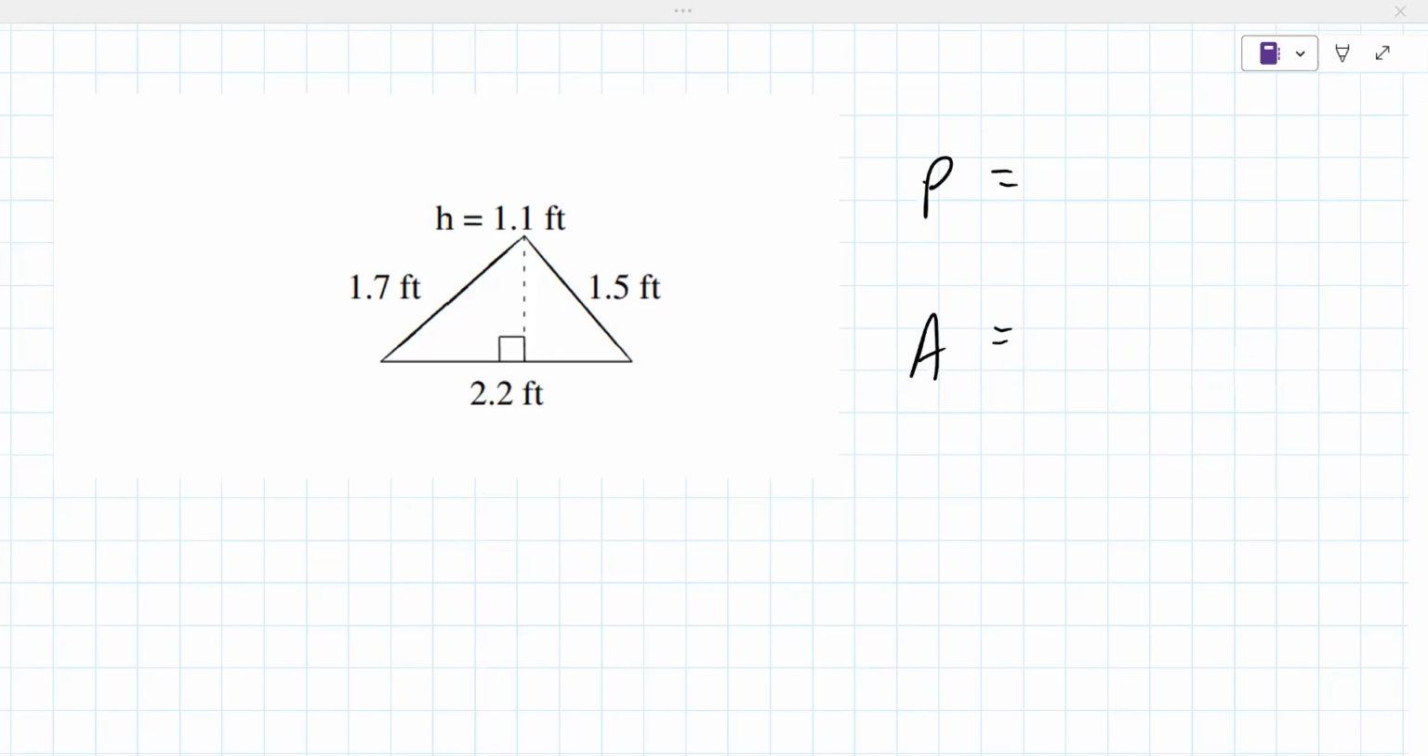Shoot. 1.1. Two, 2, perimeter. I'm going to step away for a minute. I'll be right back. Okay. 6.3 feet. Area.